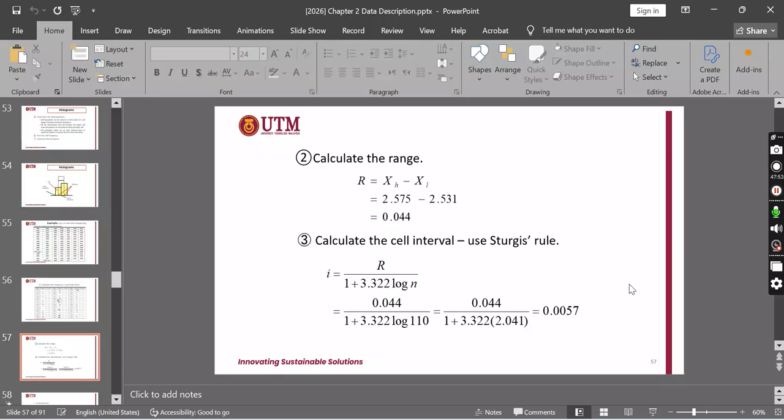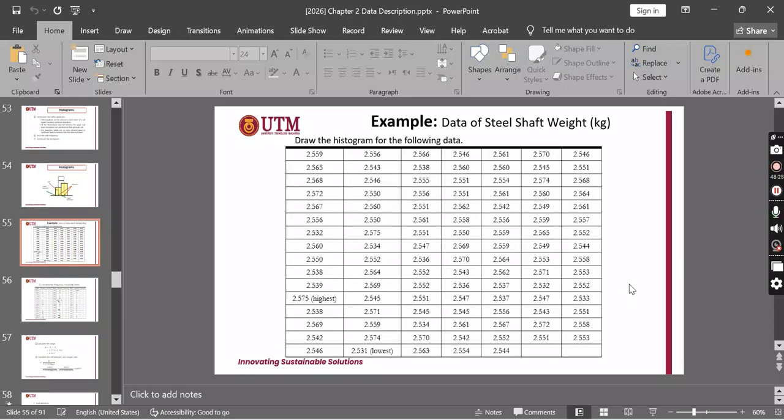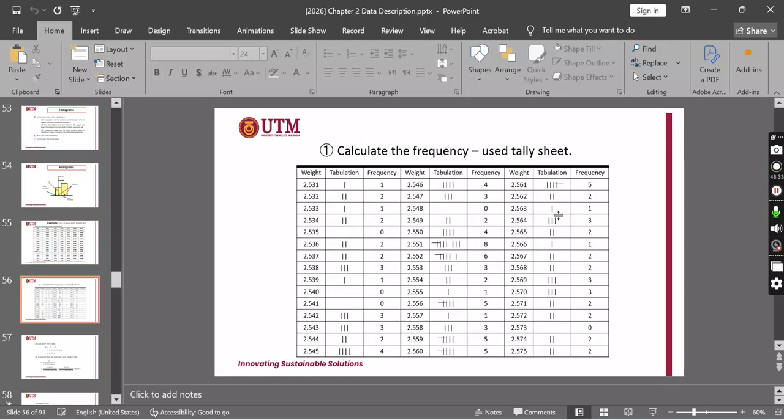Now, using the rules to find the histogram, R equals the highest number minus the lowest number, so R equals 0.044. Cell intervals: how can we find the cell interval, the initial value? It's equal to R over 1 plus 3.322 log of n. So how many numbers do we have? We have 110 numbers. If you count how many numbers each column contains and sum all of them, it's 110.